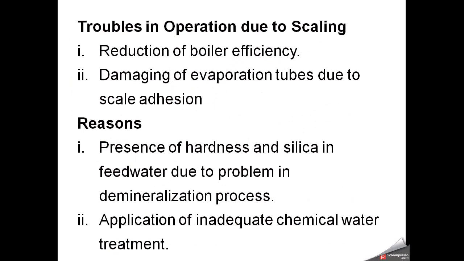If we summarize all this, the troubles in the operation due to scaling are the reduction of boiler efficiency and damaging of the tubes, as the metal temperature increases due to less heat transfer. And what are the reasons for these? The presence of hardness and silica in feedwater due to a problem in the demineralization process or application of inadequate chemical water treatment. These are the two major reasons which lead to this problem.